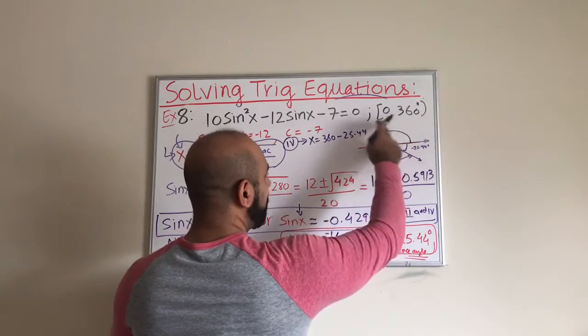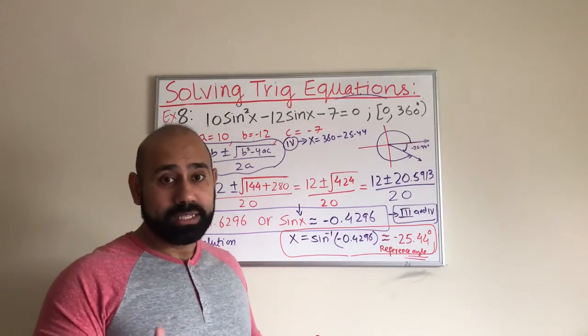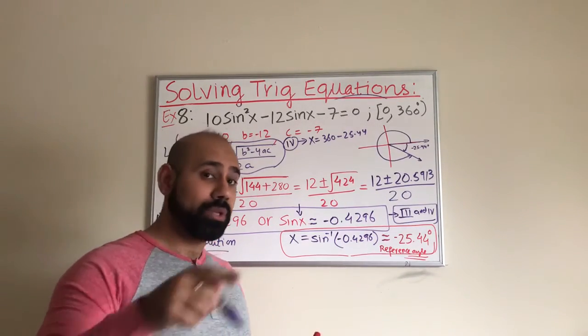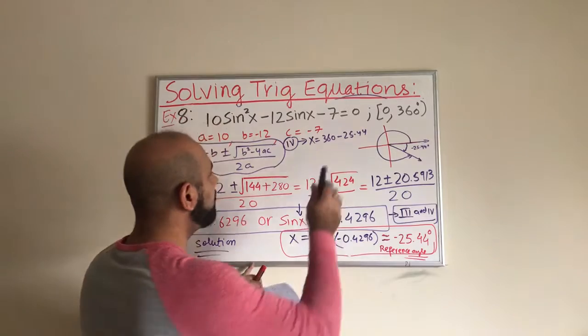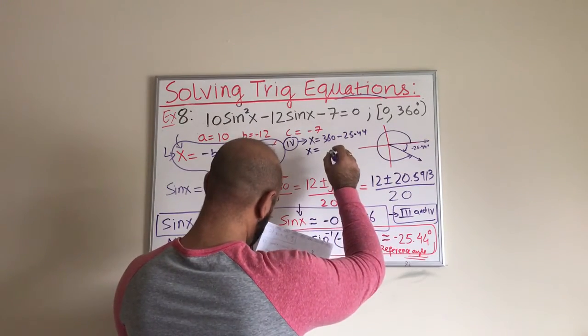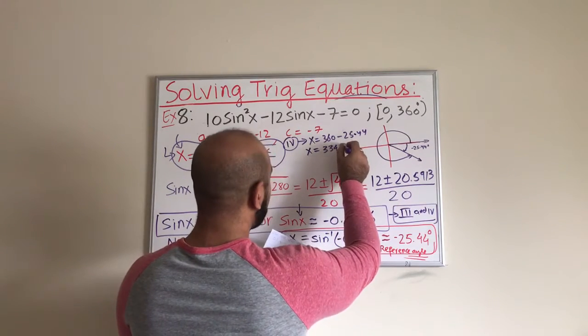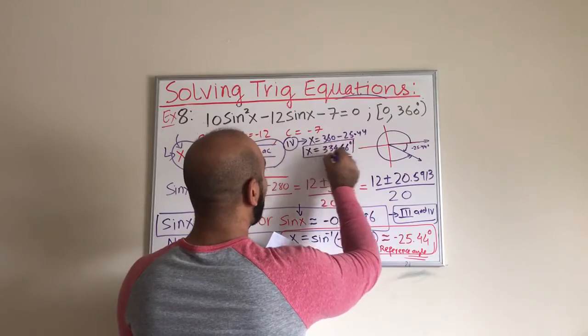In the fourth quadrant, to find the value for x, you just have to do 360 minus this 25.44. Guys, I always like to draw this once I have my reference angle, and that helps me to evaluate the angles in the counterclockwise direction. So when we subtract this from 360, this is what we get. X equals 334.56 degrees.